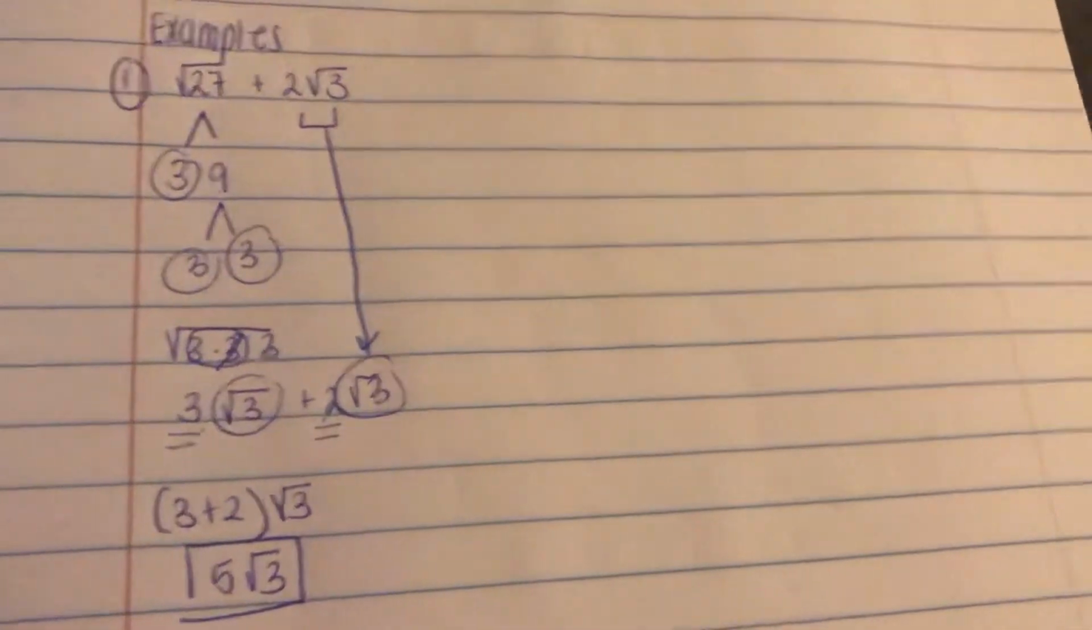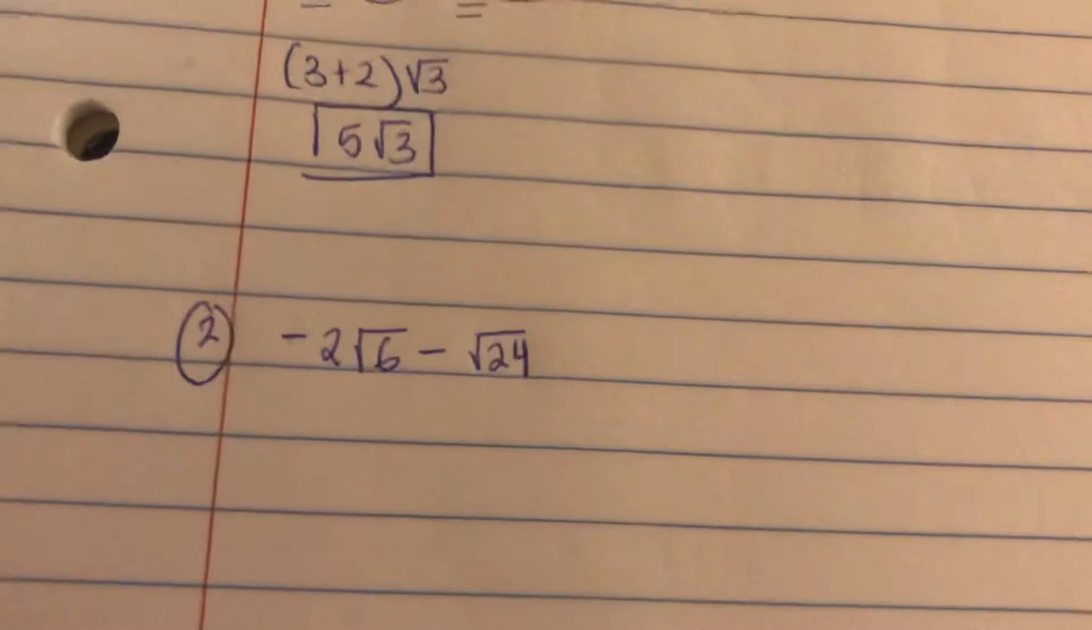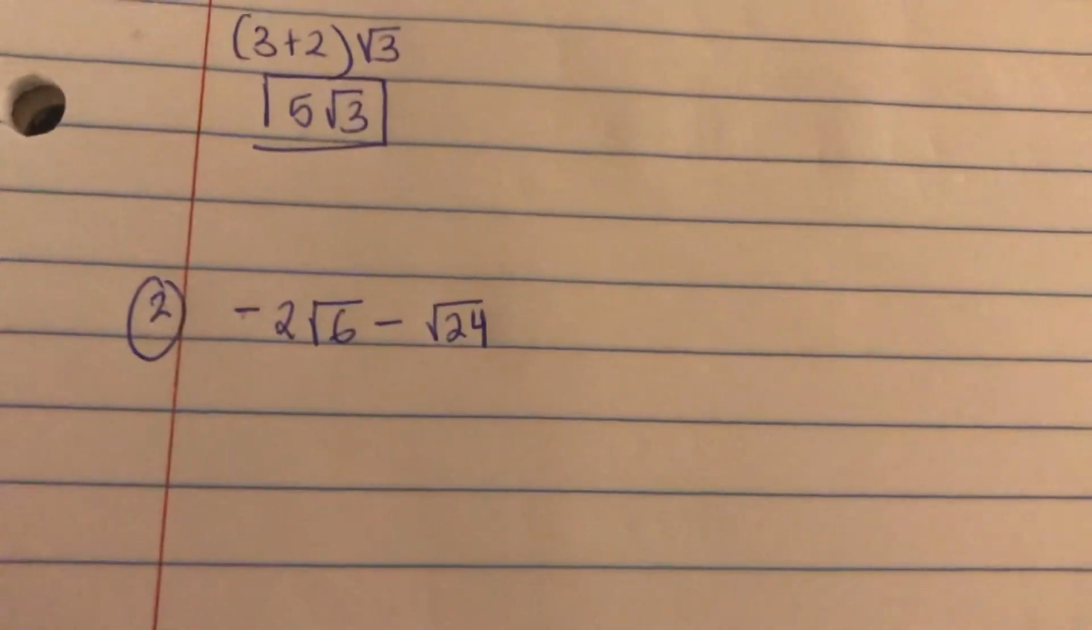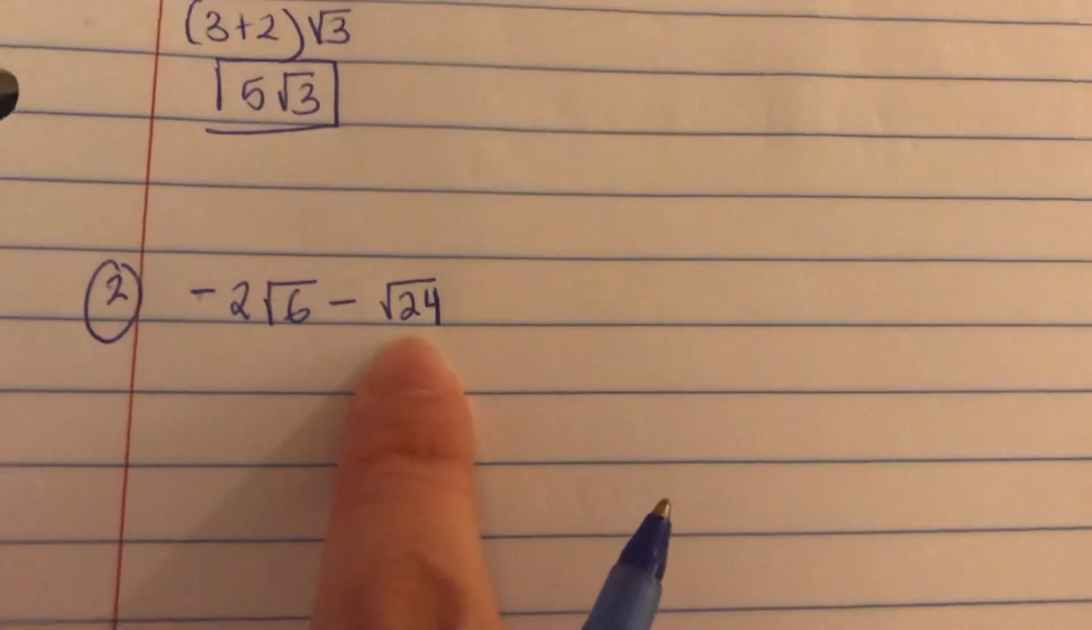Now let's do a different example, okay? So now let's see a fun one. Example 2. So let's say we have negative 2 square root of 6 minus the square root of 24, okay? This doesn't look that friendly because again, the common square root is not that obvious, okay? Square root of 6 and the square root of 24 are not the same, okay?